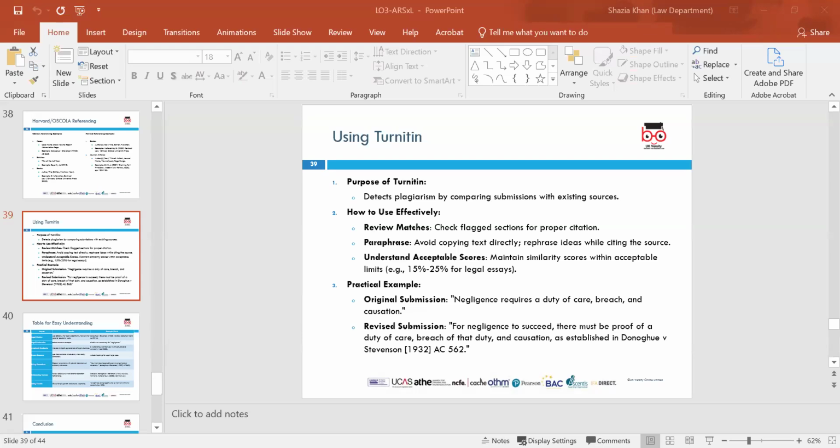Turnitin is often integrated into classroom assignment tools. So when you're submitting on Moodle, your assignment will be uploaded automatically through Turnitin. It's there to improve academic integrity and to check for any sort of plagiarism. It's there to detect it, so it's really important that you use it properly.